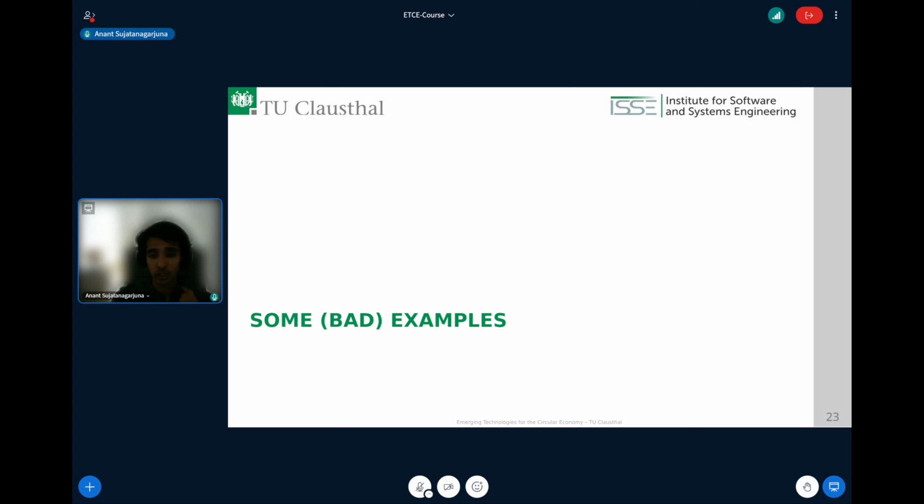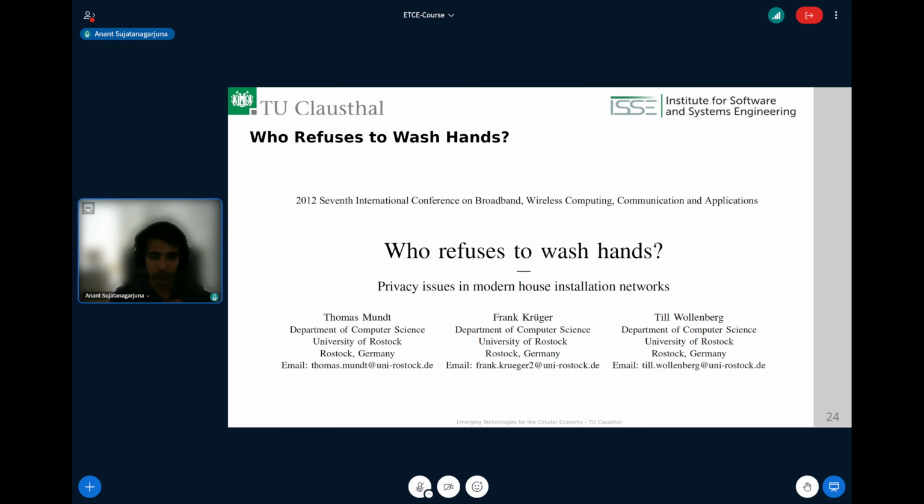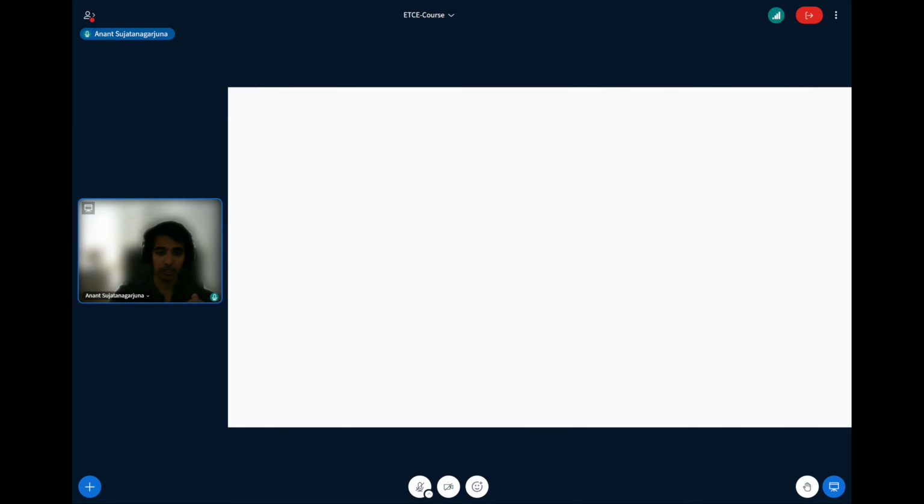And now we're going to talk about some really notably bad examples from history of when security and privacy was really, really not well taken care of. So this is a paper from quite a long time ago, from 2012, where they tried to look into the general IoT systems that are in smart home systems, and they were able to figure out the bathroom habits of people inside of a working environment just by looking at sensors and not even reading sensor data.